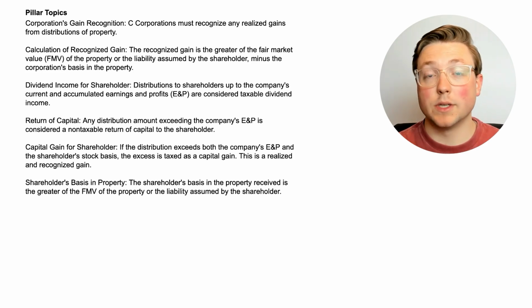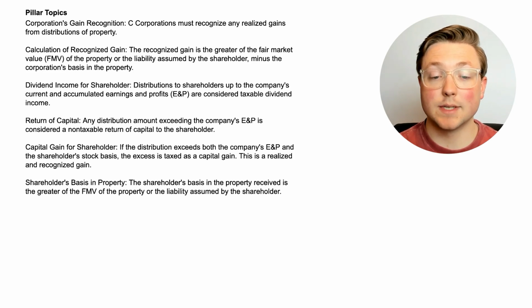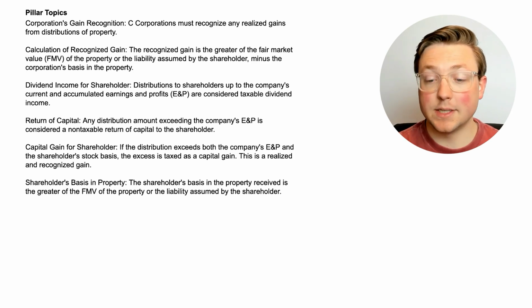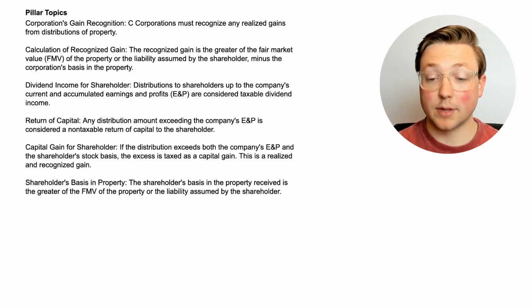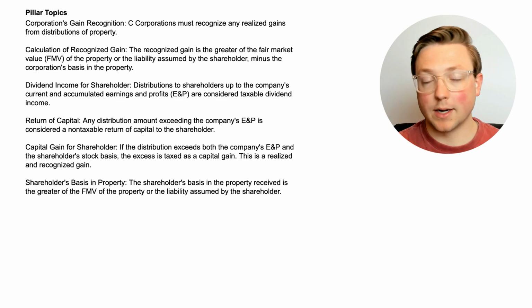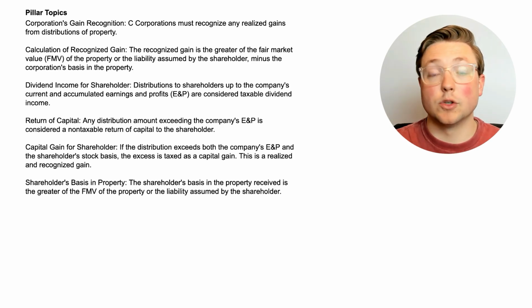Now, the next 3 points are about the shareholder. Distributions to shareholders up to the company's current and accumulated earnings and profits are considered taxable dividend income. Any distribution amount exceeding the company's E&P is considered a non-taxable return of capital to the shareholder. And then finally, if the distribution exceeds both the company's E&P and the shareholder's stock basis, the excess is taxed as a capital gain. This is a realized and a recognized gain. Again, this is recognized, so it will be taxed.